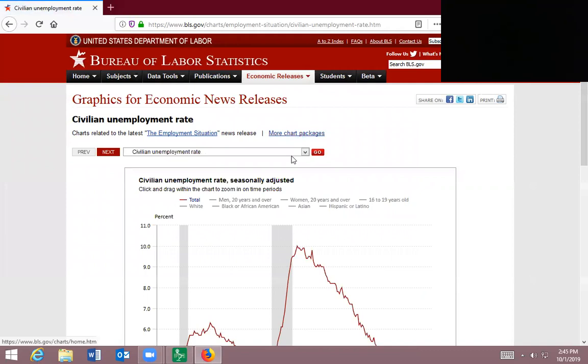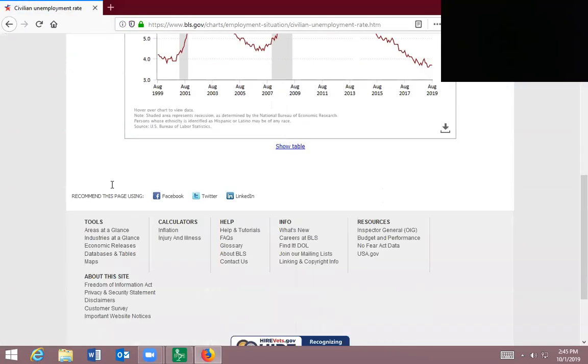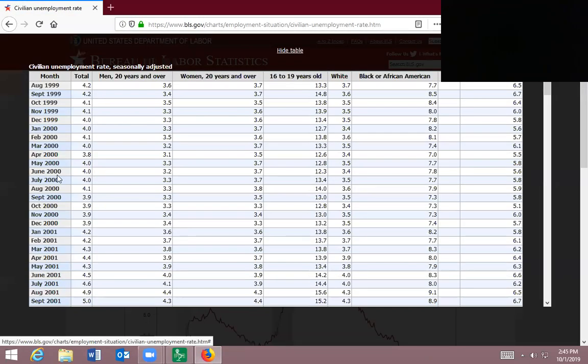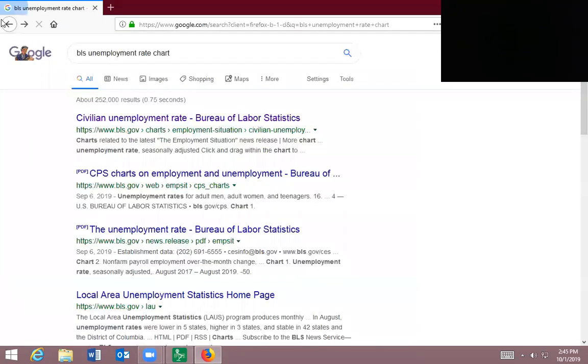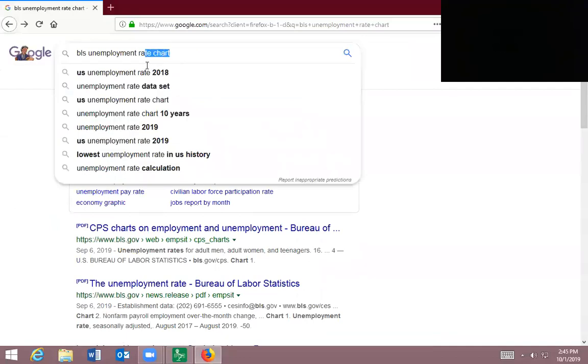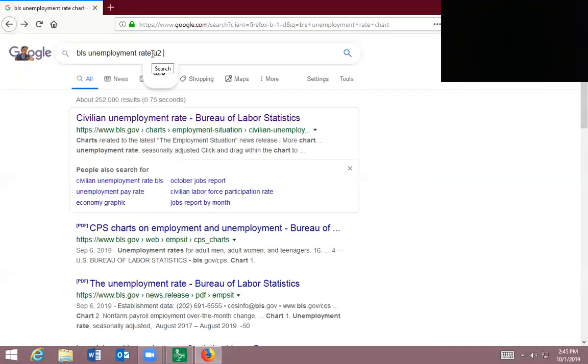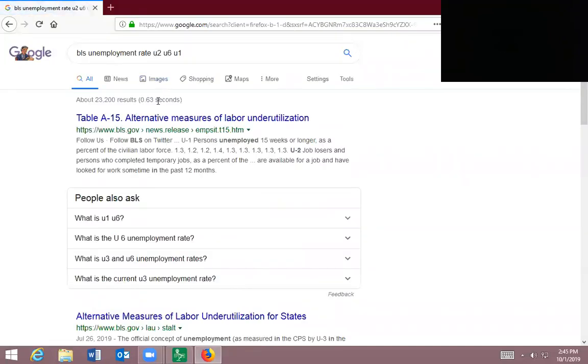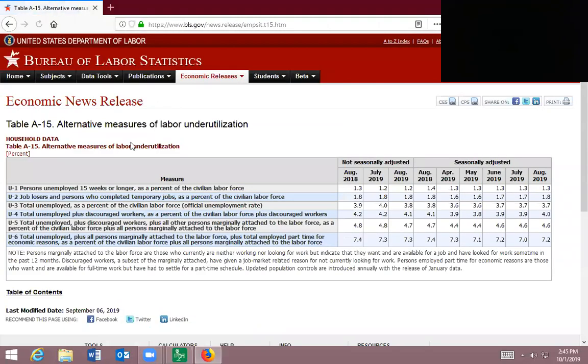I don't want this. I want the other one. I don't want the chart. I want the data table. Oh. Unemployment rates, U2, U6, U8. Yeah. Perfect. This is what I want.